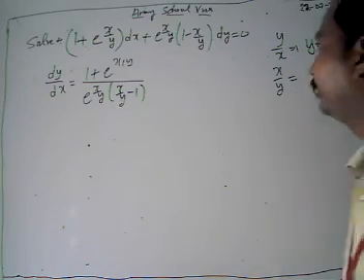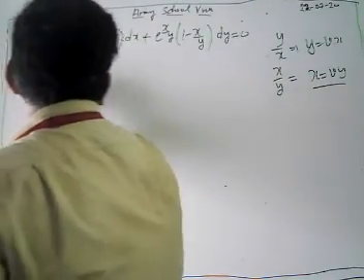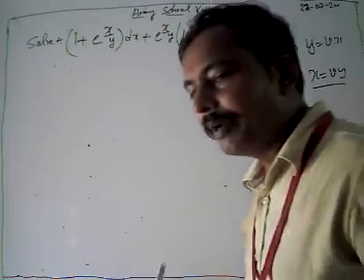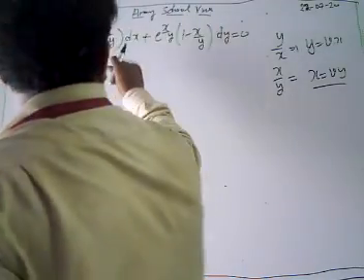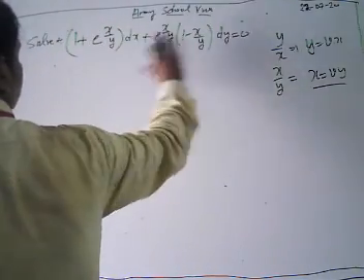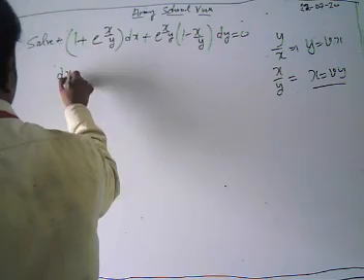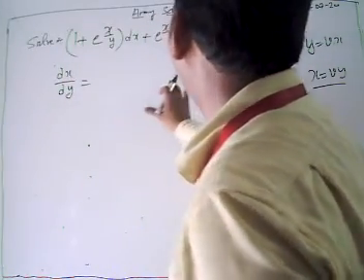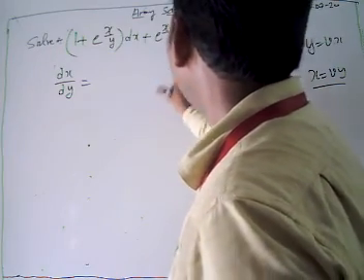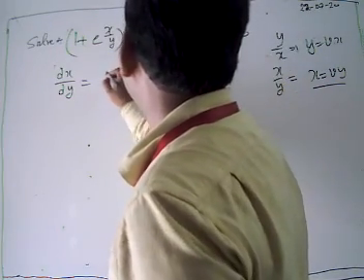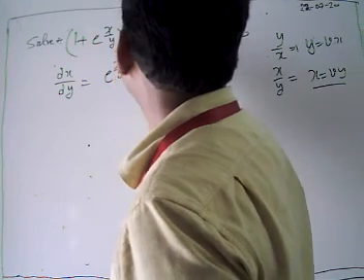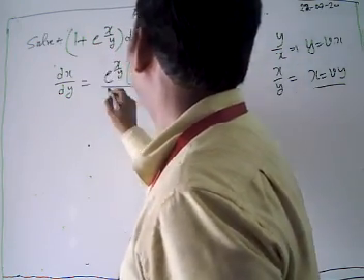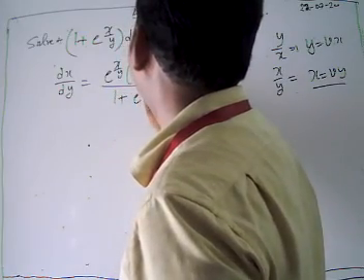We have to convert it into dx by dy, because here we have x by y. Whenever we have x by y, then our format is dx by dy. Putting it here, we have dx by dy equal to e to power x by y minus, then x by y minus 1, divided by 1 plus e to power x by y.